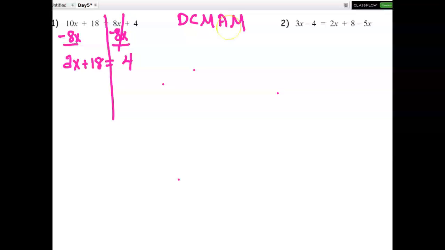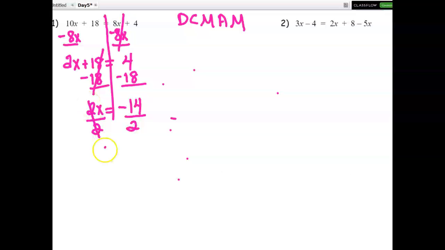Now, I'm going to add or subtract. In this case, I've got a plus 18. I'm going to subtract 18. I'm doing the opposite, because 18 minus 18 is 0. So that would cancel out, and I would be left with 2x is equal to 4 minus 18, which is negative 14. Our final step would be to multiply or divide by the coefficient. In this case, we're dividing, or we could say we're multiplying by a half. It's the same thing. 2 divided by 2 is 1. So we're left with x is equal to negative 7. So we got our answer.